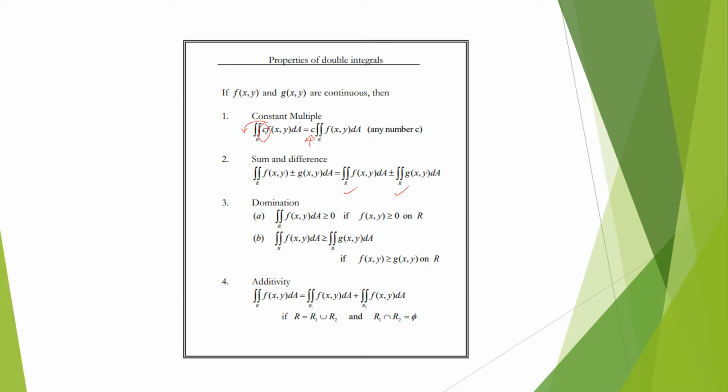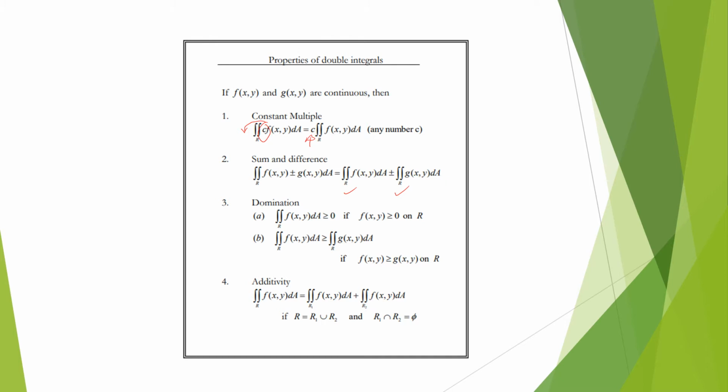Next, domination. The double integral of f is greater than or equal to 0 if the function f is greater than or equal to 0 on region R. For part B, it is the same thing: if the function f is greater than function g, then the double integral of f is greater than or equal to the double integral of g.